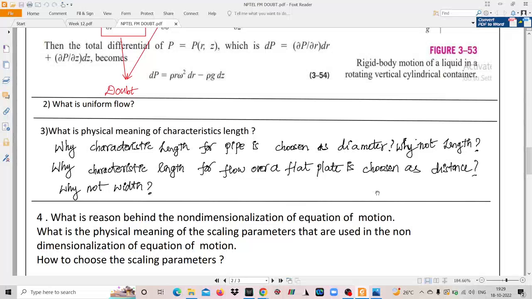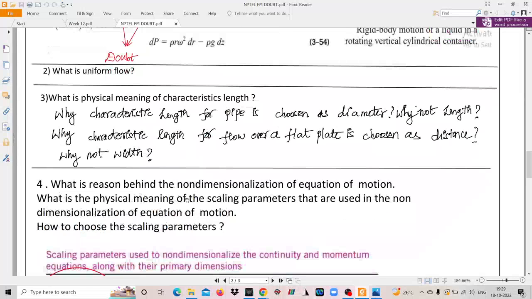Can you move to the next question? What is the reason behind the non-dimensionalization of equations? This is a very simple question. What is the physical meaning of scaling parameters that are used in a non-dimensional equation of motion? How to choose the scaling parameters?